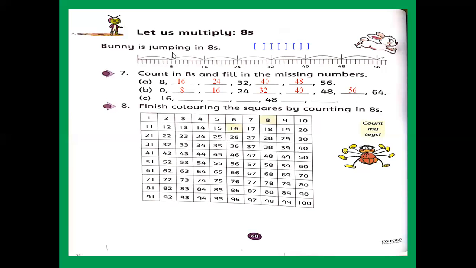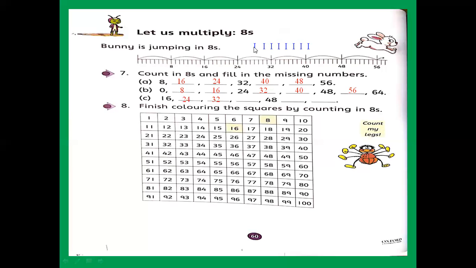Okay, C part, 16. After 16: 17, 18, 19, 20, 21, 22, 23, 24. So right here, 24. After 24: 25, 26, 27, 28, 29, 30, 31, 32. So right here, 32. So this is the table of 8. Here, you just add 8 in every answer.